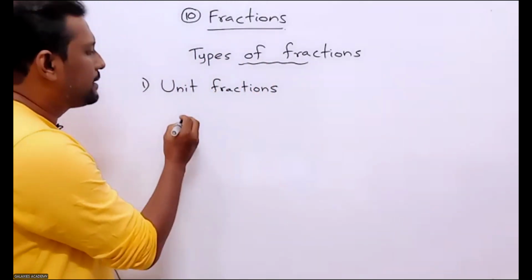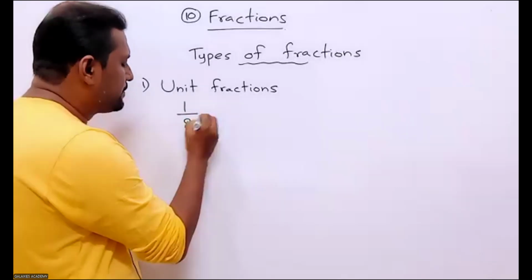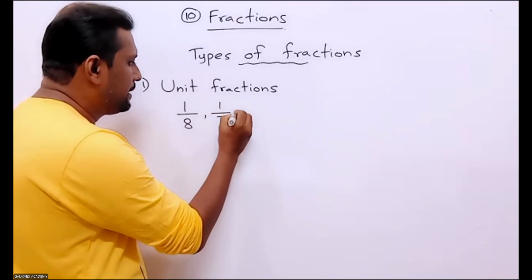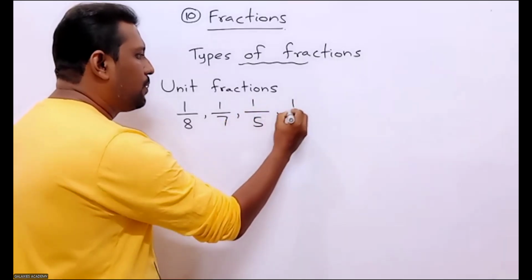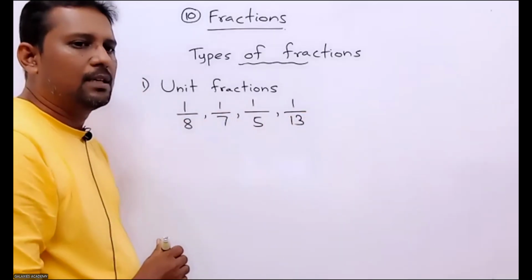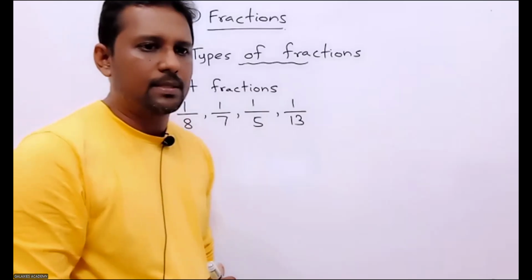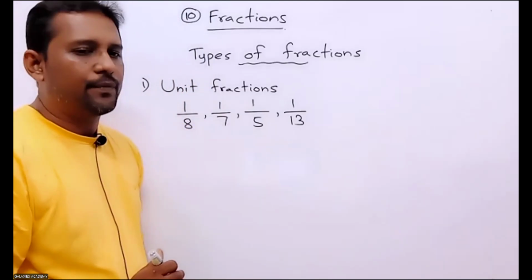What are the examples? I can write 1 over 8, 1 over 7, 1 over 5, 1 over 13. Fractions like that are known as unit fractions. Okay, also you write down a few examples for the unit fractions.